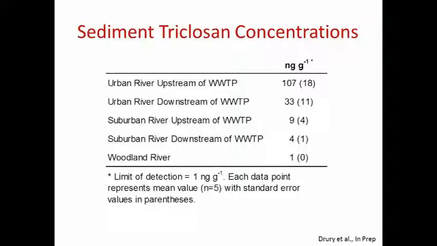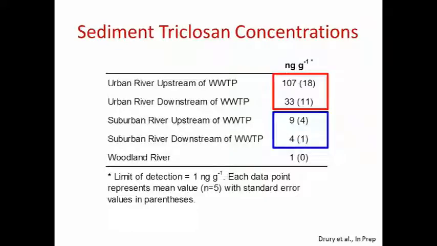The downstream was 33 nanograms per gram. The levels at the suburban site were significantly lower, but still measurable, and the woodland was at or below the detection limit, so basically nothing in the woodland site. Now, the first thing that should jump out at you about this data is that my hypothesis was totally wrong, right? I thought there'd be more downstream of the effluents than upstream. So first I thought John had screwed something up and mixed up my samples, but I don't think that's the case. So I was surprised about this, about why there was more upstream than downstream.